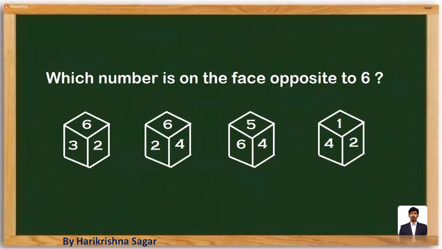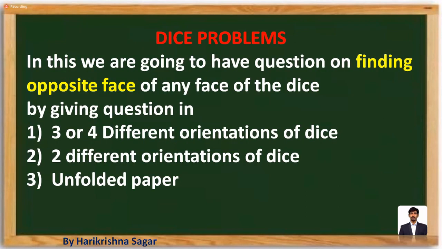What are the three types of questions? The first one is a question where three or four different orientations of a dice is given. We have to find out what is the opposite face of a particular face. Or otherwise, we are going to have a question where two different orientations of a dice is given. We have to find out what is the opposite face of a particular face. So these are the types of questions which you can see whenever a dice is given.